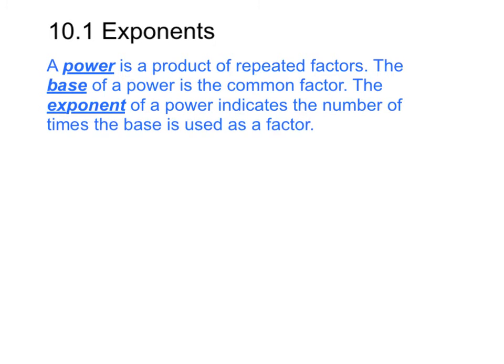We have three vocab words, all of which I'm certain you've heard in some context before. A power is a product of repeated factors. The base of a power is the common factor, and the exponent of a power indicates the number of times the base is used as a factor. So let me just show you how this looks.